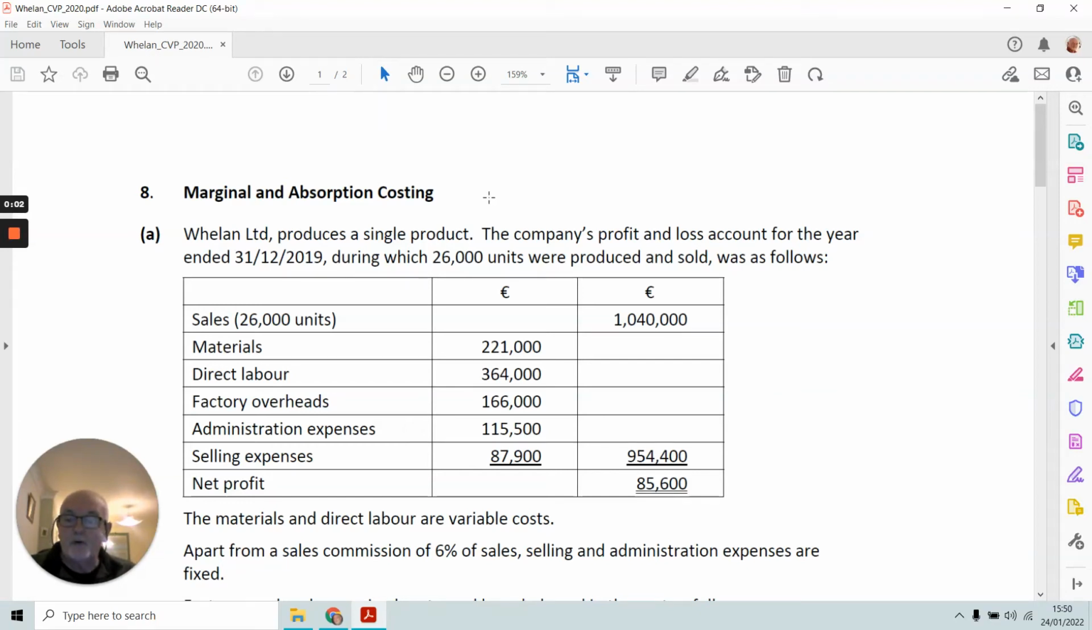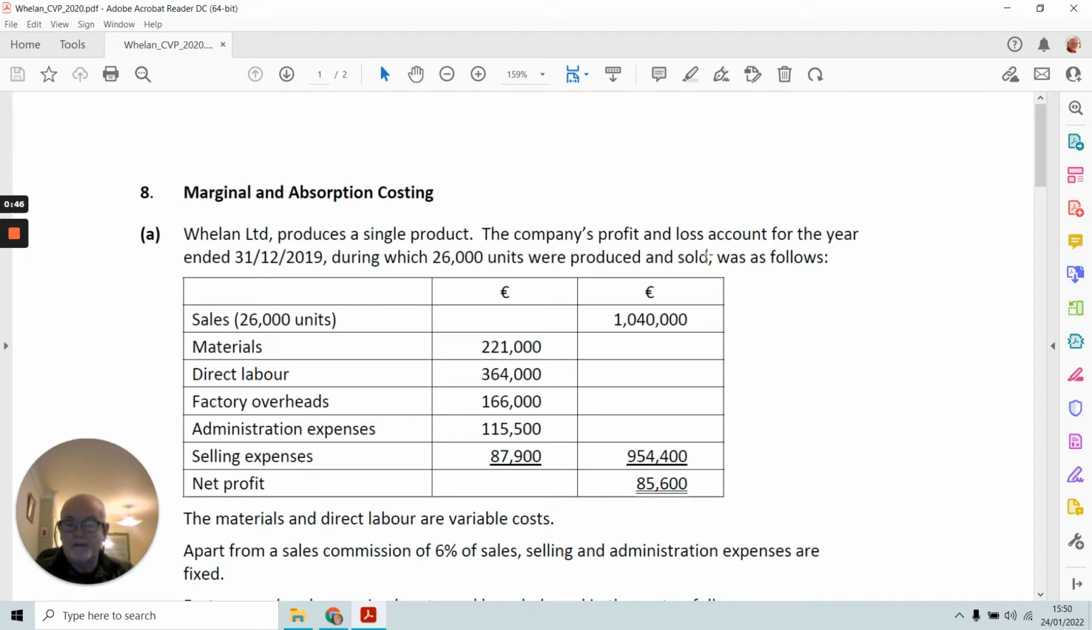We're going to have a look now at a more difficult example of cost volume profit analysis. We can see here Whelan Limited plans to sell 26,000 units, bringing in revenue of €1,040,000. Now remember from your CVP, one of the assumptions is that we sell all of our sales at a constant selling price. So if you divide that €1,040,000 by 26,000 units, you'll get a selling price per unit of €40. And we'll use that in our calculations in a moment.